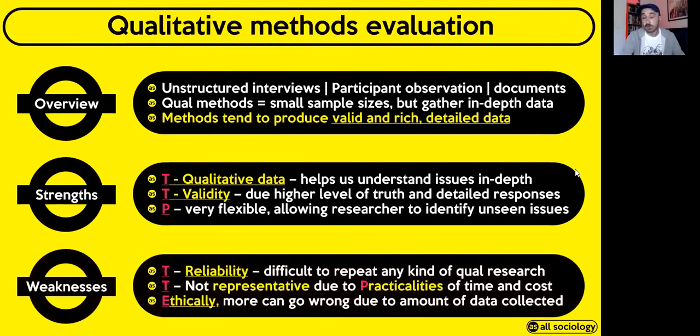But weaknesses wise, again, we're looking at the opposite of what was with quant data. So weaknesses: it's unreliable. It's very difficult for anyone to repeat any of this because they don't know the conversations you've had. If it's observation, they don't know what you've actually seen and what you haven't seen. If it's documents, you might interpret a document in a completely different way to what I would interpret a document, okay? So it's very difficult to repeat.